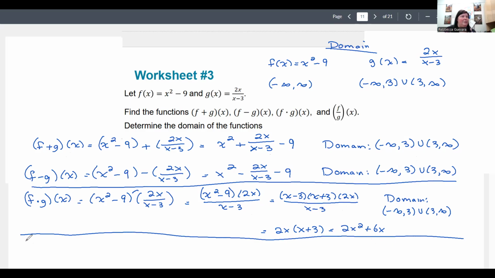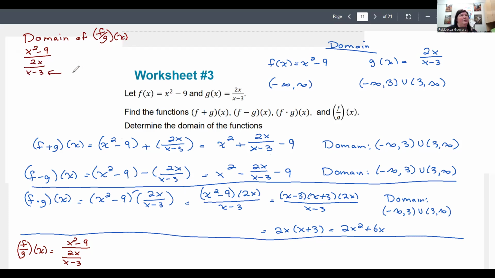So hopefully I have the room for this, but we're going to have f over g. So that is going to be x squared minus 9 divided by 2x over x minus 3. So before you even try simplifying, we need, as far as the domain goes, put the domain up here because I'm running out of room on the bottom. We have a denominator with a denominator. So we have this situation.